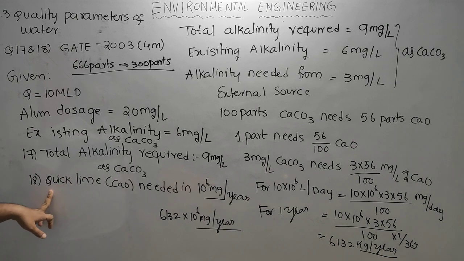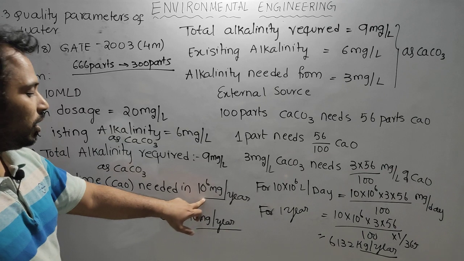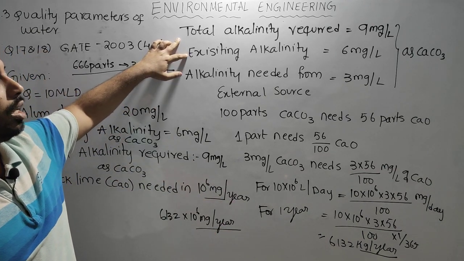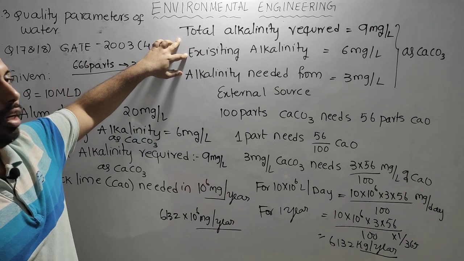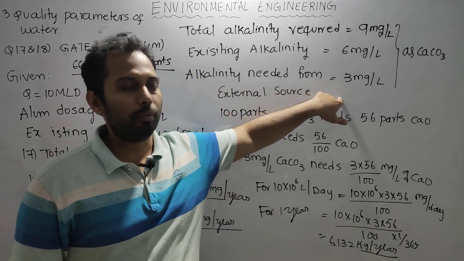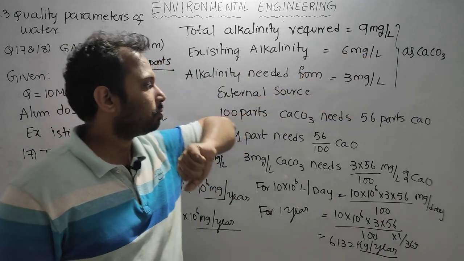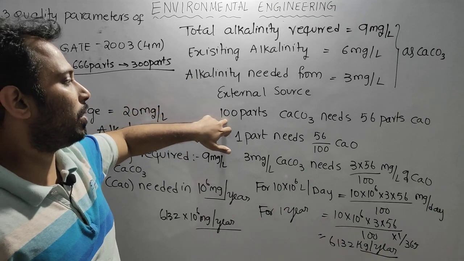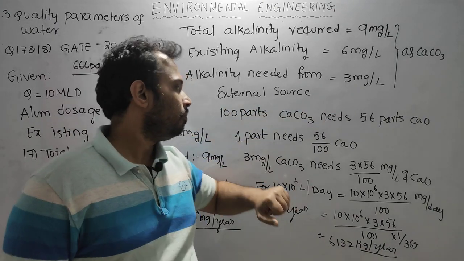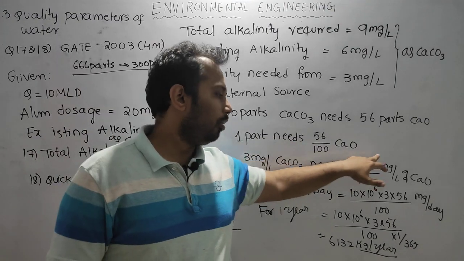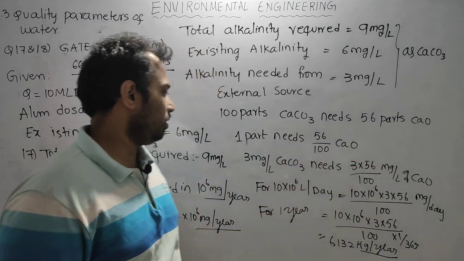So now he is asking what is the amount of quicklime needed in 10 to the power of 6 mg per year. Now total alkalinity is this, naturally present alkalinity is this, external alkalinity needed is 3 mg per liter, but this is as CaCO3. I want to convert this into CaO. So 100 parts of CaCO3 needs 56 parts of CaO. Then 1 part is 56 by 100. So 3 parts need 3 into 56 by 100 mg per liter as CaO.